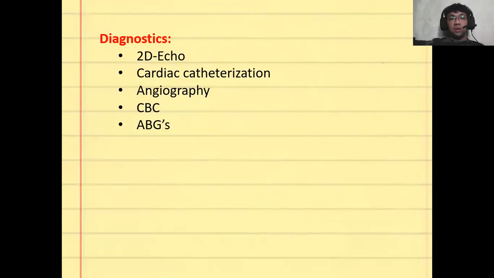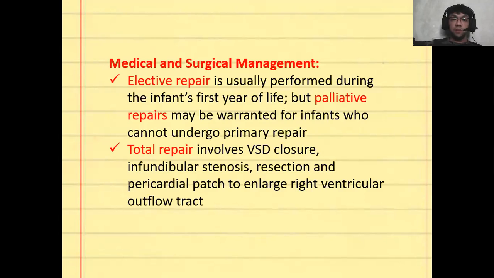Diagnostics, the same things will be done: the echo, cardiac catheterization, angiography, CBC for the detection of polycythemia, and the arterial blood gases or ABGs for the detection of hypoxia. So, medical and surgical management.